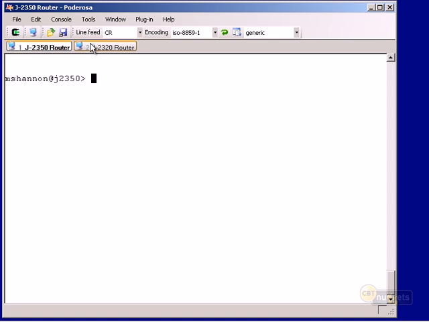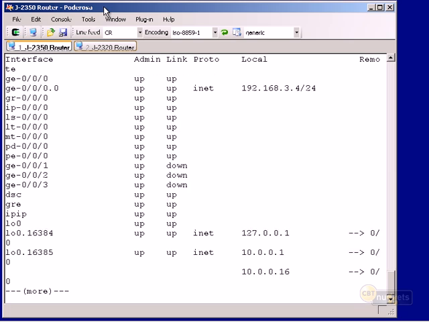So here's the 2350. I'm going to do the show interfaces terse command, which is a really good one to know. There's a bunch of interfaces here, and we're not going to go into all of these now. We'll learn more about these as we progress, but I want to focus on a very popular interface, the GE or Gigabit Ethernet interface. And I want to talk about this interface naming here.